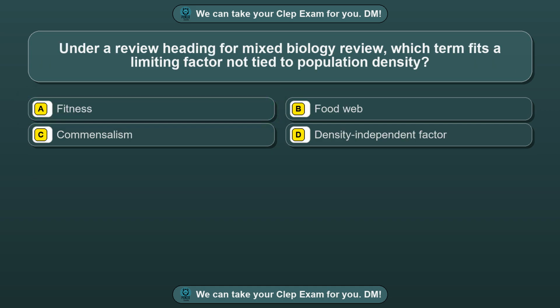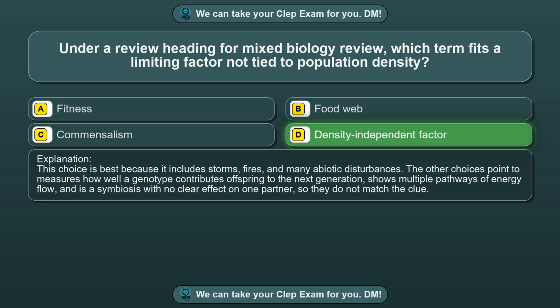Question 95. Under a review heading for mixed biology review, which term fits a limiting factor not tied to population density? Option A, fitness. Option B, food web. Option C, commensalism. Option D, density independent factor. The correct answer is option D, density independent factor. This choice is best because it includes storms, fires, and many abiotic disturbances. The other choices point to measures how well a genotype contributes offspring to the next generation, shows multiple pathways of energy flow, and is a symbiosis with no clear effect on one partner, so they do not match the clue.